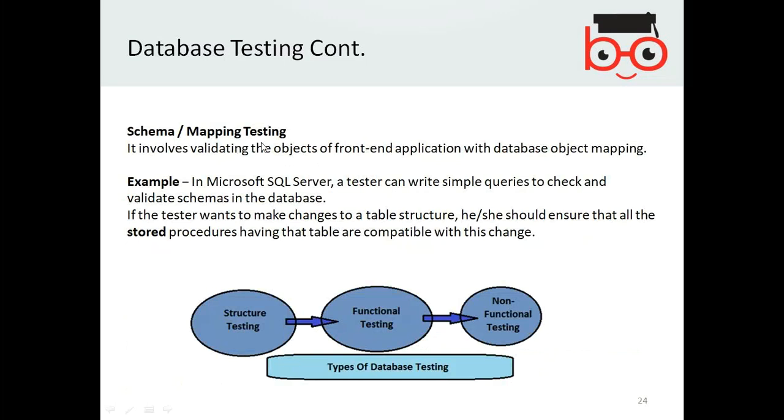Schema or mapping testing involves validating the objects of the front-end application with database object mapping. So basically, you do the structure testing, that is, how structurally the tables and individual components are made. Then you test as a whole, how the function is giving you the full result. And then you do the non-functional testing, like whether the whole application is sustainable, whether it is faster or slower, in this way.